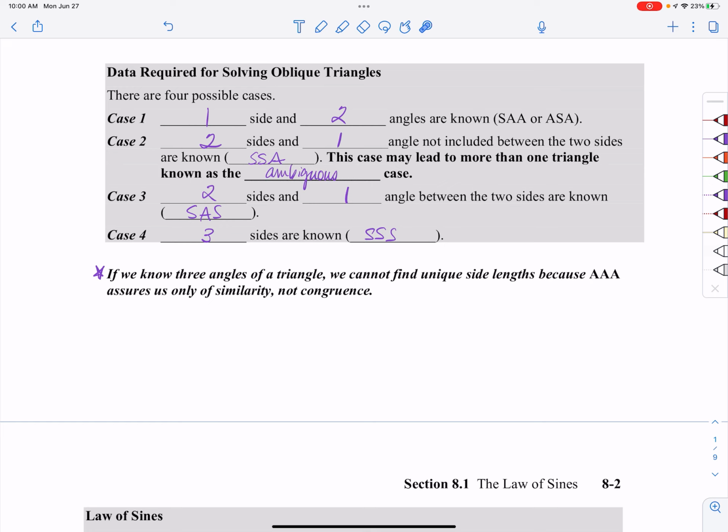Just a side note here, if you know all three angles, you don't know any sides at all, you cannot solve this particular triangle because my triangles may be different sizes. Let me just show you a really quick example of this.